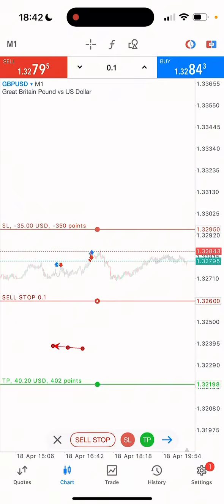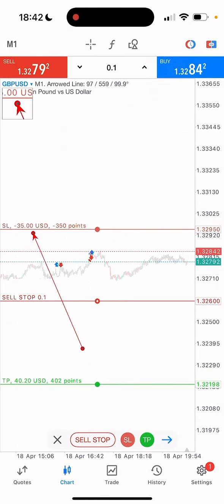Now let us talk about risk management. Over here, we're risking $35 to make $40. Now let us imagine your capital size is $50 and you're risking $35 to make $40. Should you take that trade?